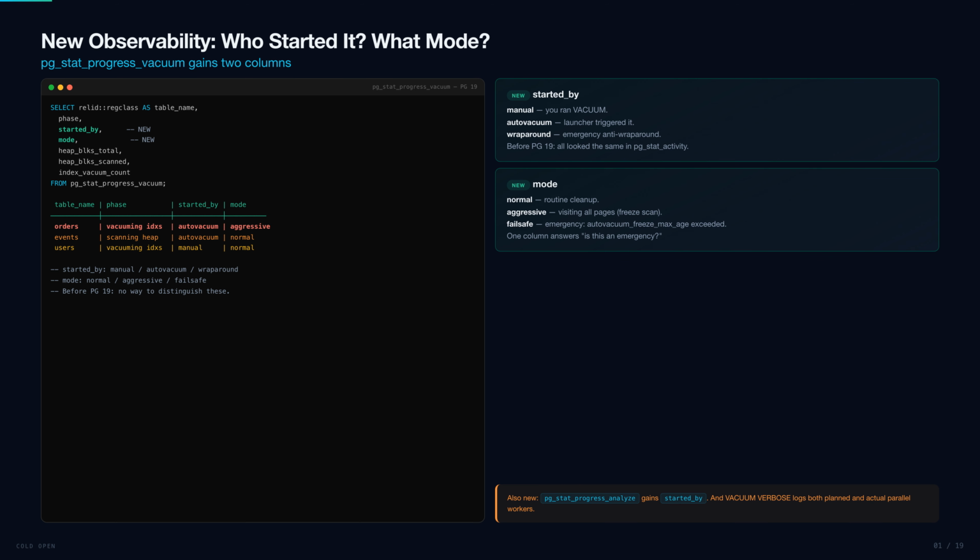Also new, pg_stat_progress_analyze gets started_by as well. And vacuum verbose now logs both the planned and actual number of parallel workers. The two diverge often, max_parallel_maintenance_workers, min_parallel_index_scan_size, and runtime worker availability all gate the count.